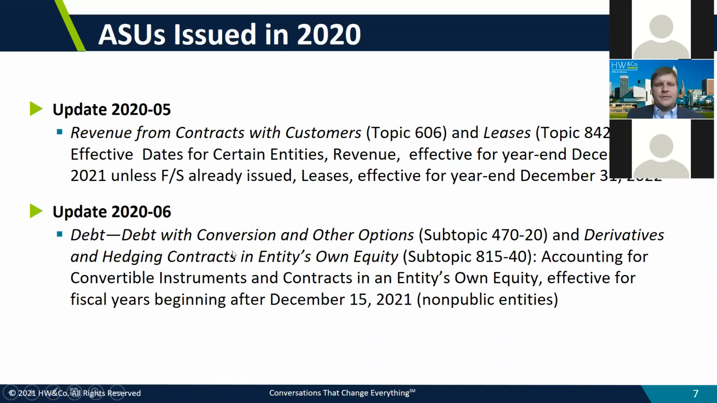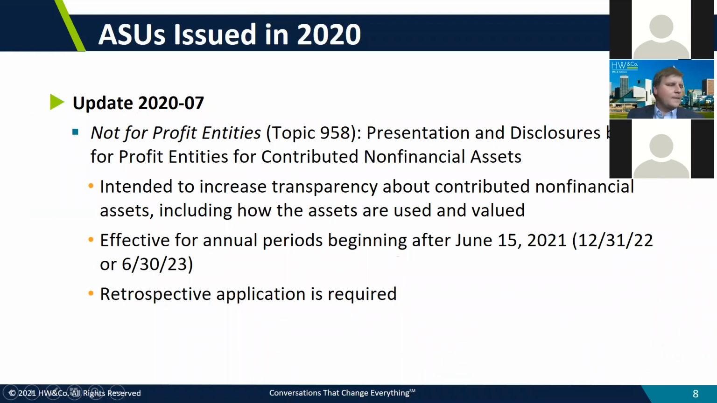Update 2020-06 is a for-profit accounting standard, so I'm not going to dig into that one. But 2020-07 is actually specific for nonprofits. It's part of codification topic 958, which is specific to nonprofits. And it talks about presentation and disclosure of contributed nonfinancial assets. Okay, and it's effective for annual periods beginning after June 15th, 2021. So that's calendar year 2022 year ends, or June 30th, 2023. And retrospective application is required. So if you have comparative statements, you'll need to show it in both periods.